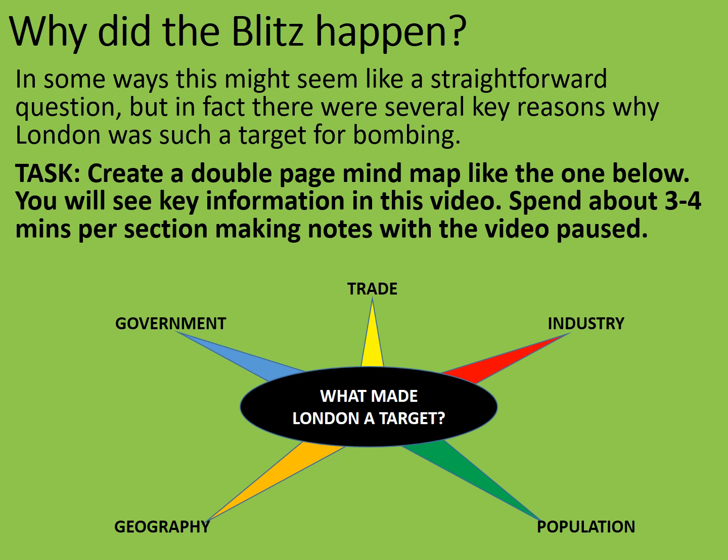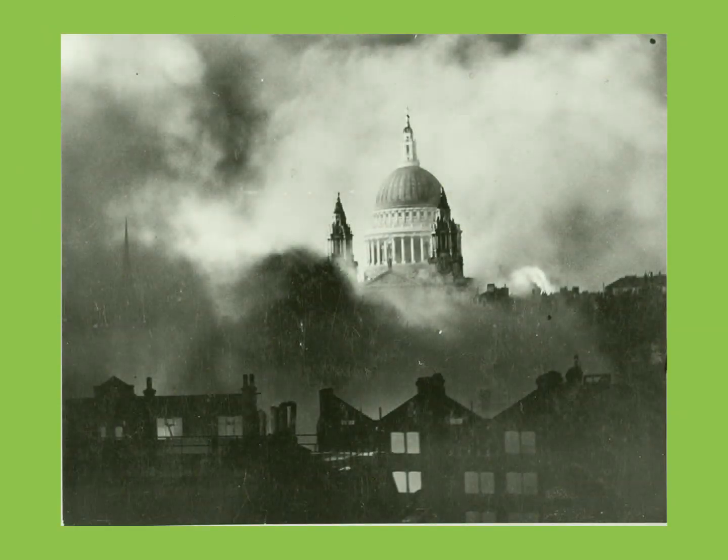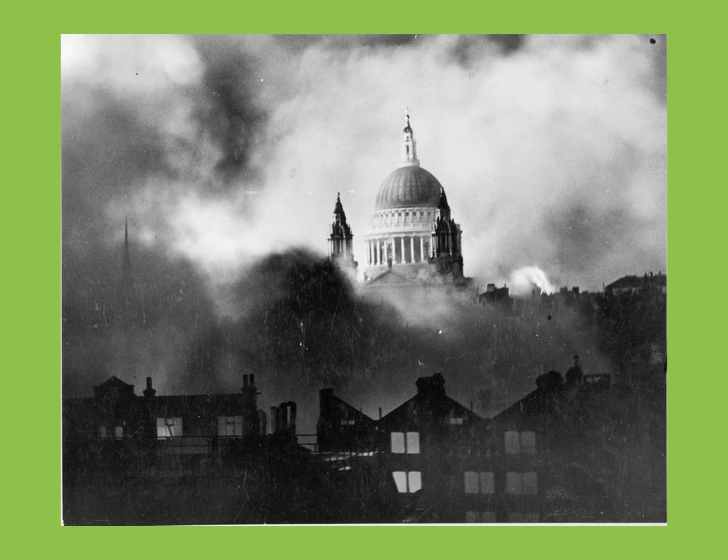Okay, let's have a look at our first category. Firstly, here's one of the most famous pictures from the Blitz. It shows one of the most famous and distinctive landmarks from London's skyline, St Paul's Cathedral. This picture shows fires surrounding St Paul's Cathedral.